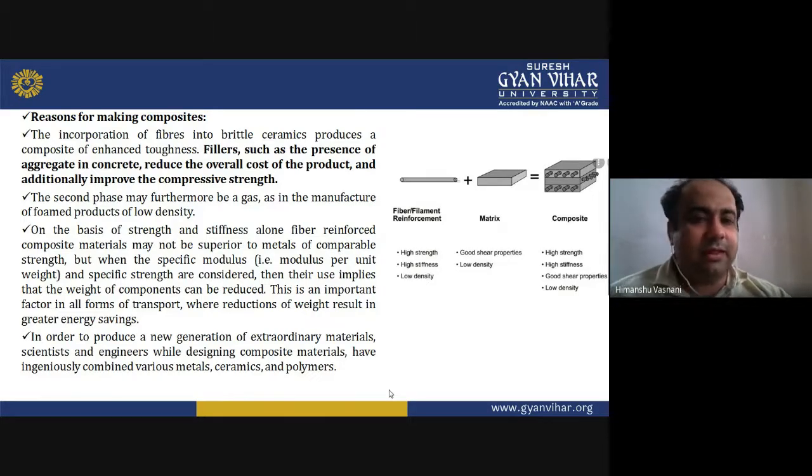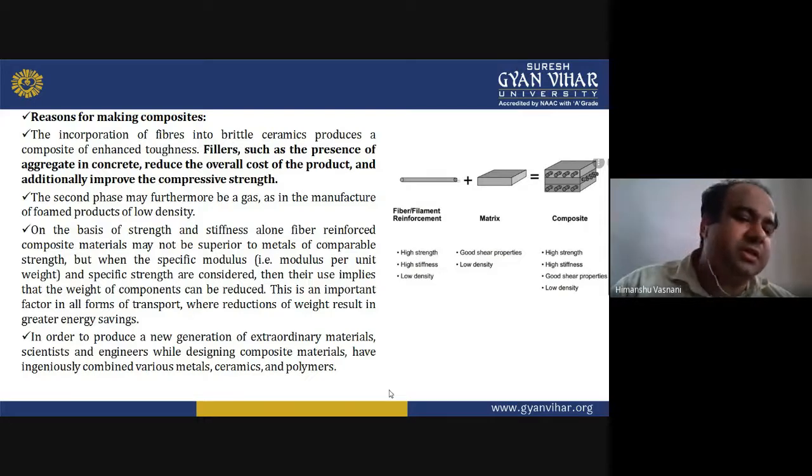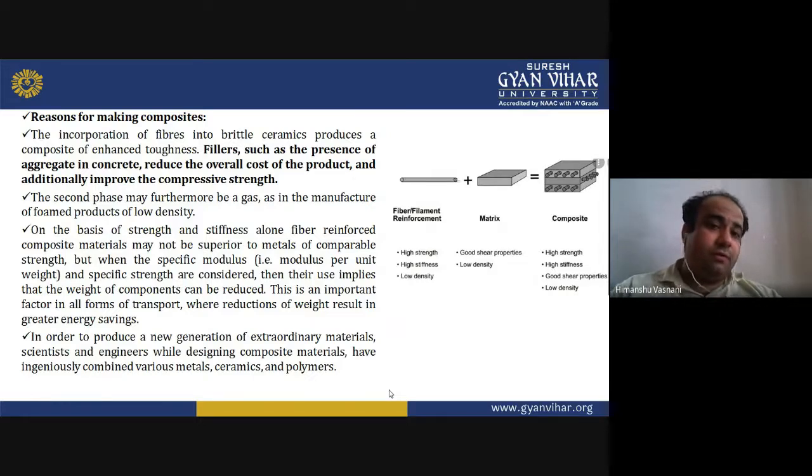So you can see that if you compare on the basis of strength and stiffness alone, fiber reinforced composite materials may not be superior to metals. But when specific modulus and specific strength are considered, their use implies that the weight of components can be reduced. So, in order to produce a new generation of extraordinary materials, scientists and engineers, while designing composite materials, have ingeniously combined various metals, ceramics, and polymers. This is the reason for making composites.